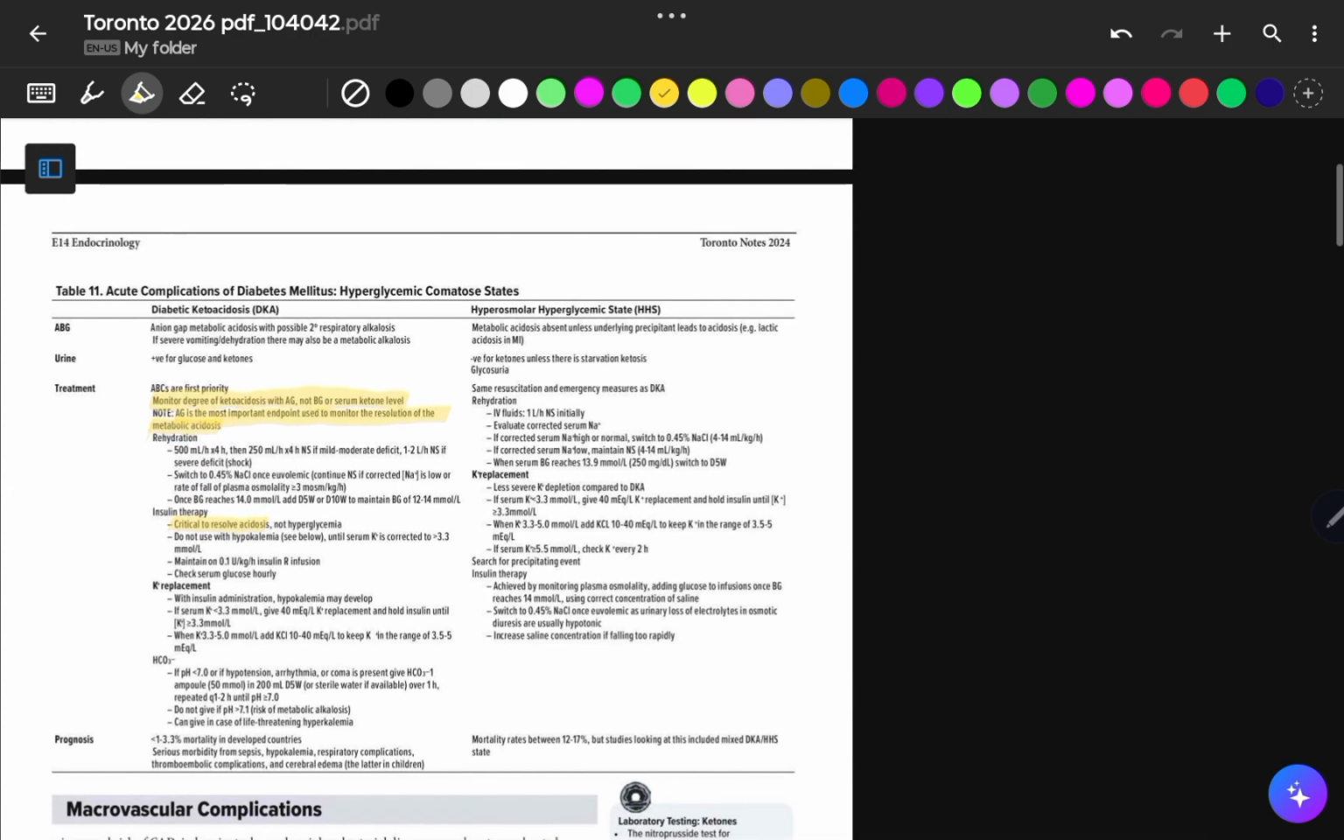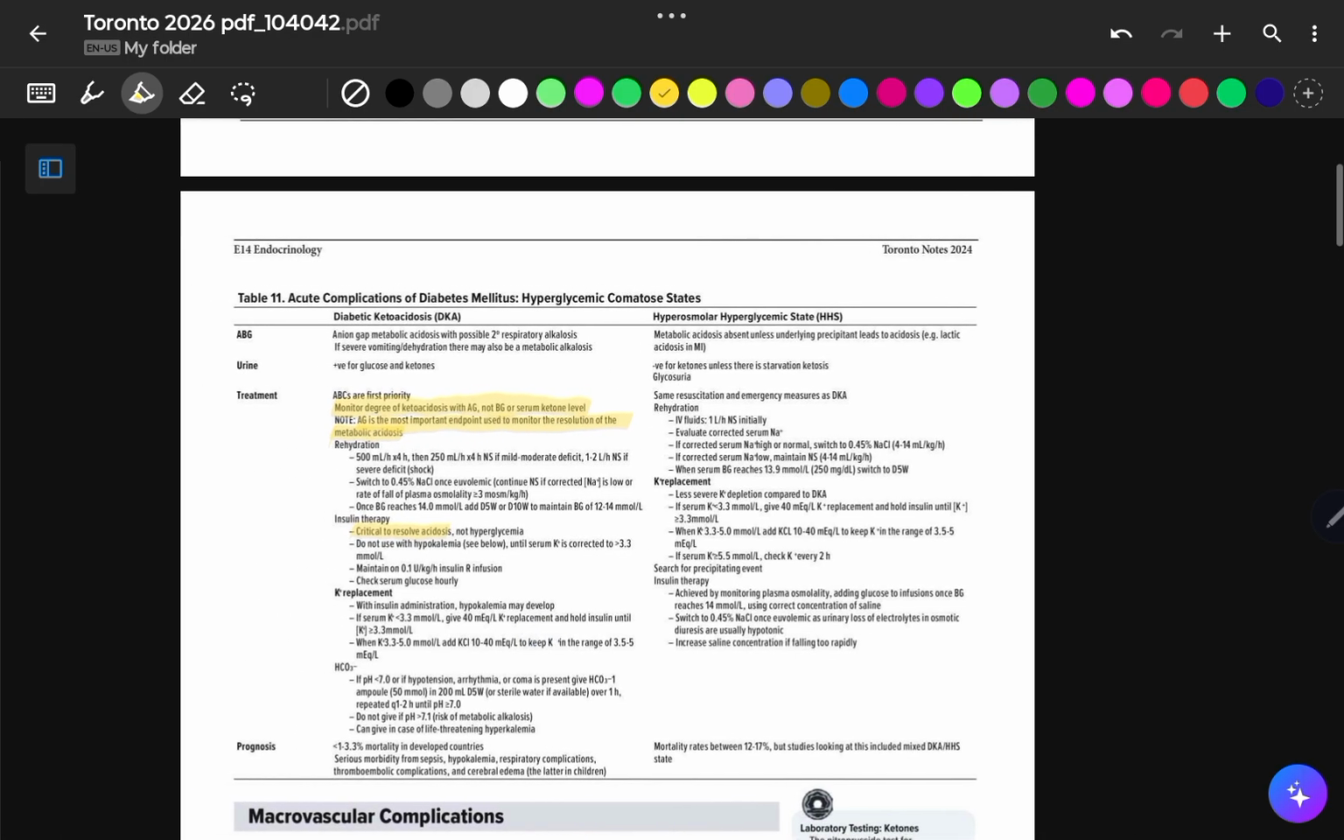You do your ABG; metabolic acidosis is usually absent unless the underlying precipitant leads to metabolic acidosis, usually lactic acidosis in myocardial infarction. Why do you have lactic acidosis in myocardial infarction? Because cells die. When cells die because of lack of oxygenation, they release lactic acid. In the urine, you're going to have an increase in glucose, but negative ketones.